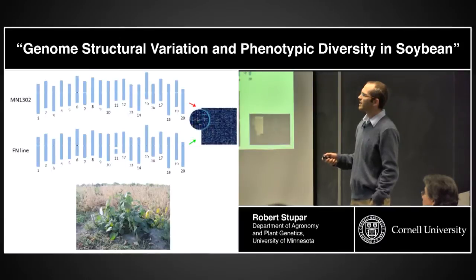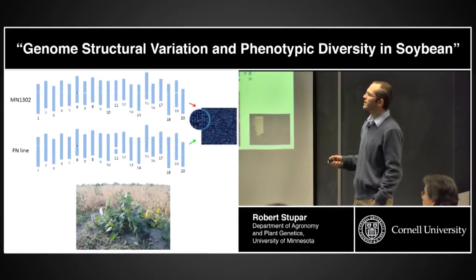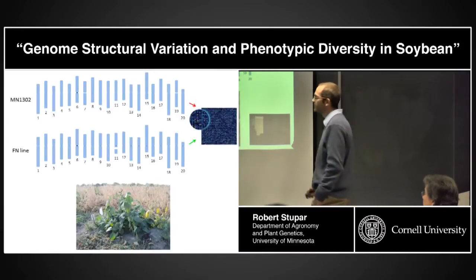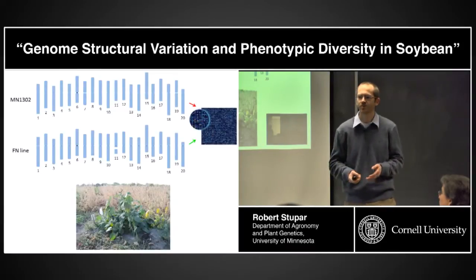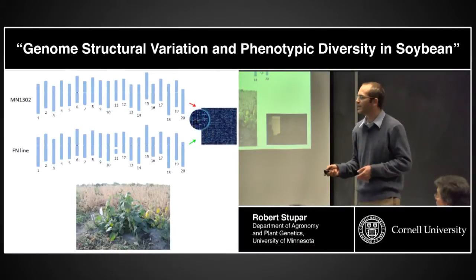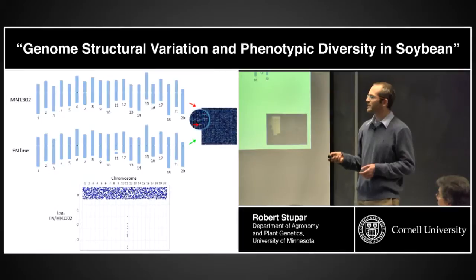And we label our control with Cy5 and our fast neutron line with Cy3, and then we hybridize, and we look for spots that basically tell us where the deletions have occurred in our fast neutron line. And then we can represent them graphically. It kind of makes a nice picture.